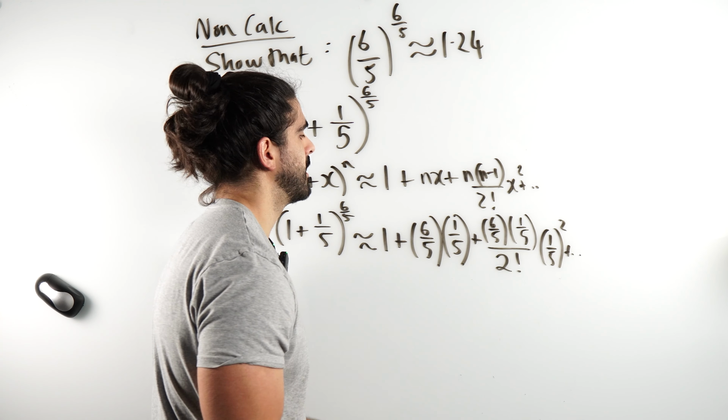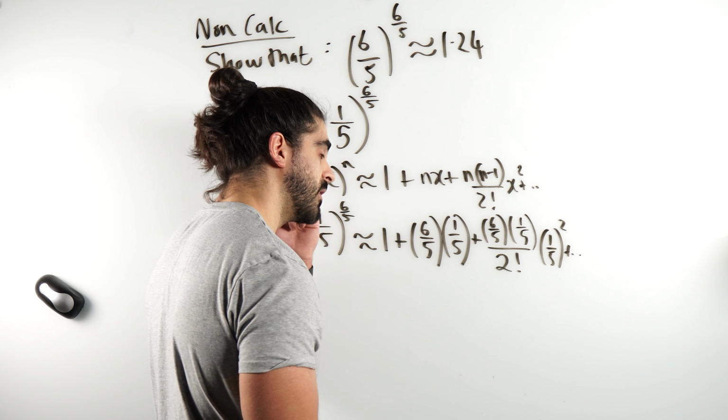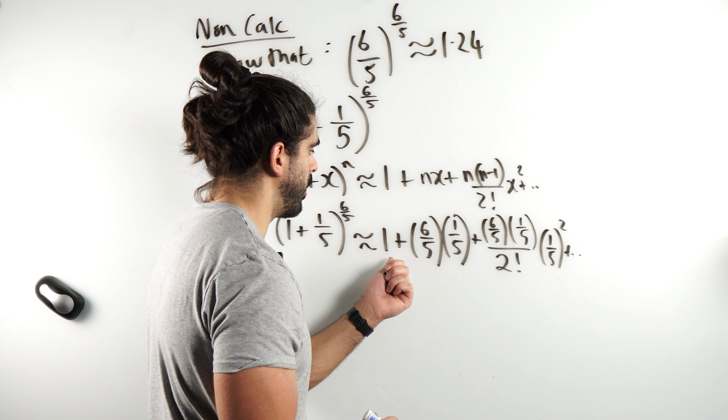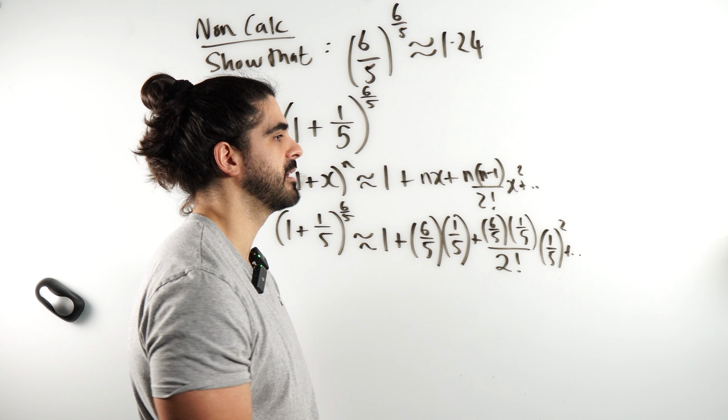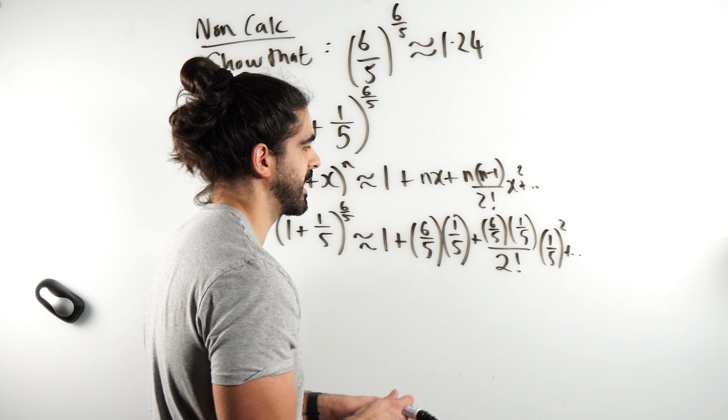squared. Now the answer was 1.24, which makes me think 1 plus, this is a non-calculator question by the way. Obviously in A-levels everything's calculator, but we should be wondering why is this even a non-calculator paper?